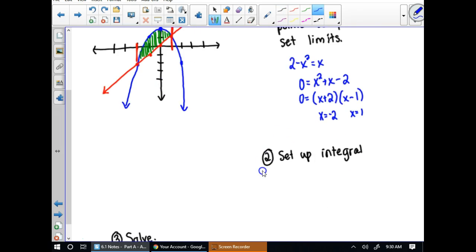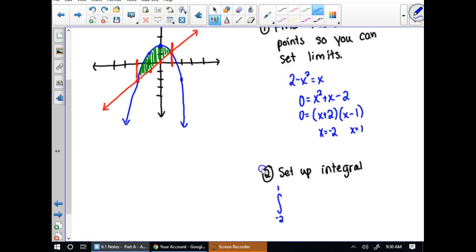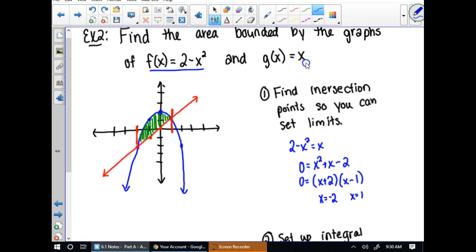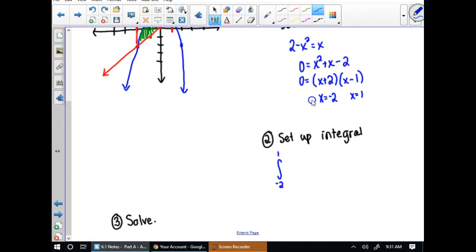All right, then we are going to set up our integral. So our integral is going to be the integral from -2 to +1. And it's going to be top equation minus the bottom equation. I think I'll probably do it all as one integral this time because eventually you're going to put them together to solve anyway. So you'll have 2 minus x squared minus x. And then let's put a dx over there on the end.